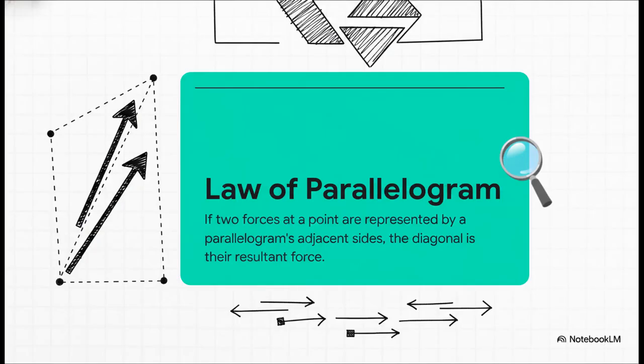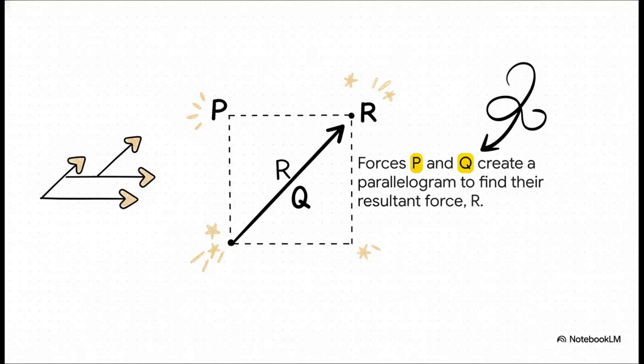Our first method is this really clever geometric trick called the Law of the Parallelogram. It's a surprisingly simple and visual way to find that single resultant force we were talking about earlier. So here's how it works. You just draw your two forces, P and Q, starting from the exact same point. Then you complete the parallelogram around them. See that diagonal that cuts right through the middle, R? That's it. That's your answer. That's the resultant force, showing you both its strength and its direction.